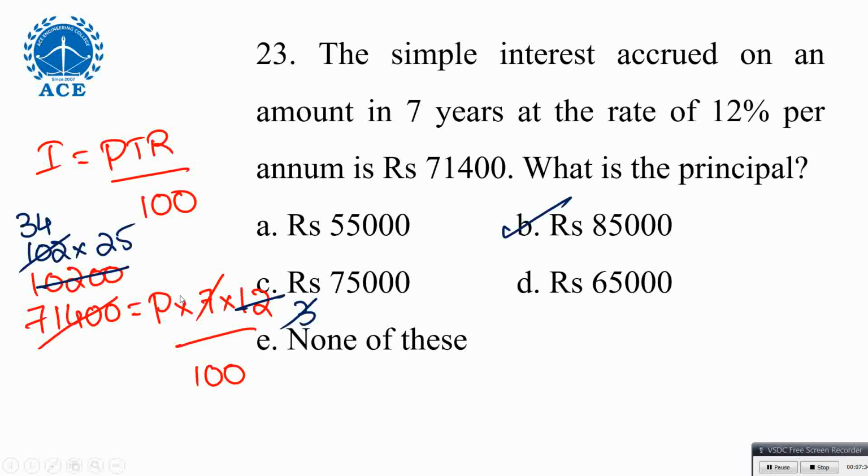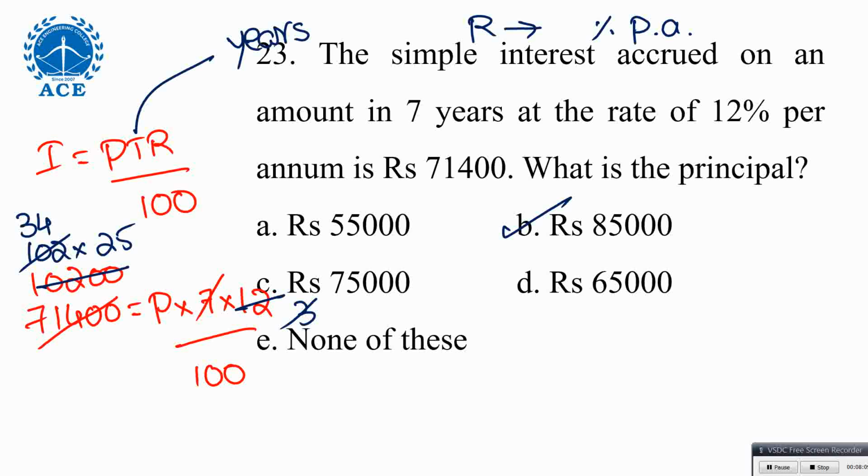Option 85,000. I equal to PTR by 100, you can apply for simple interest, but make sure timing must be in years. If timing is given in months, it's your job to convert into years. In the I equal to PTR by 100 formula, if you want to apply it, make sure timing must be in years, and rate of interest must be per annum. Something percentage PA they'll use, PA means per annum. Rate of interest must be per annum. Timing must be in years if you want to apply that formula. If timing is in months, you convert into years.